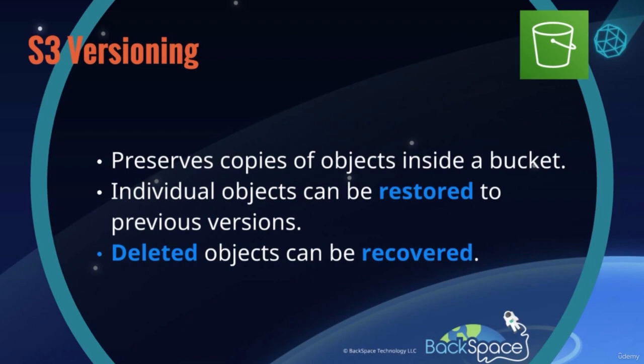Another very powerful feature of S3 is S3 versioning. You can apply version control to all of your objects inside of a bucket. What S3 will do is create copies of those objects inside a bucket. And so individual objects can be restored to a previous version. Another great feature is that if you delete an object, you can recover it, provided versioning is enabled on that bucket.